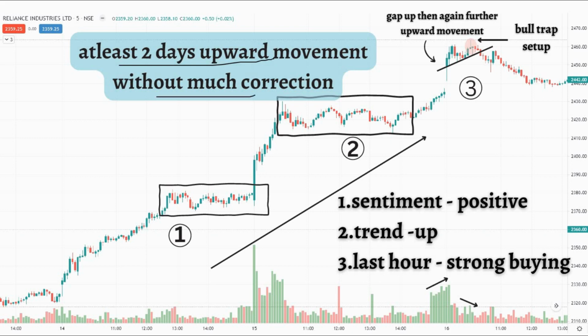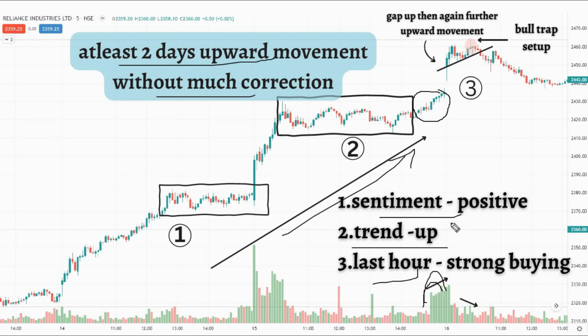Okay, so let's start. The first point is, as we are looking for upward momentum, the trend should be up, sentiment should be positive, and on the last hour of the second day we should see strong buying momentum with good volumes or high volume activity in the second half of the second day. So these are the prerequisites for this setup.